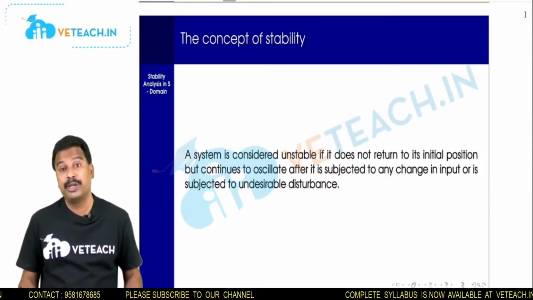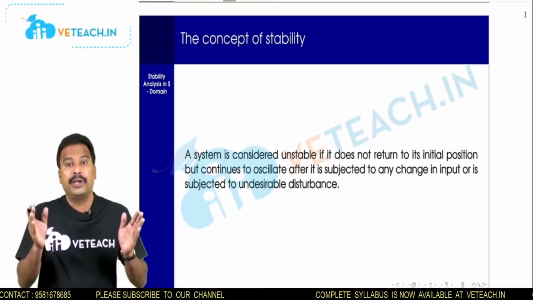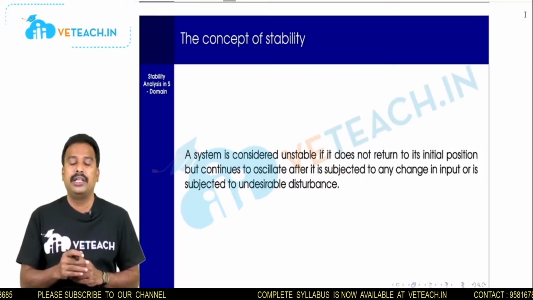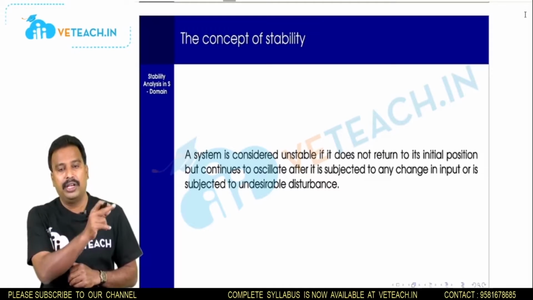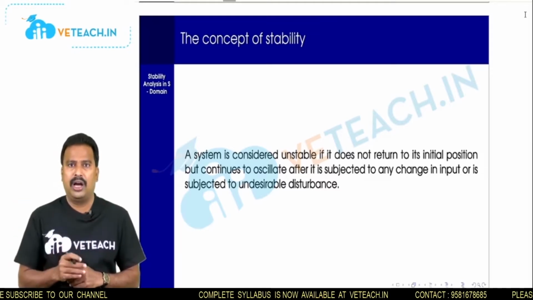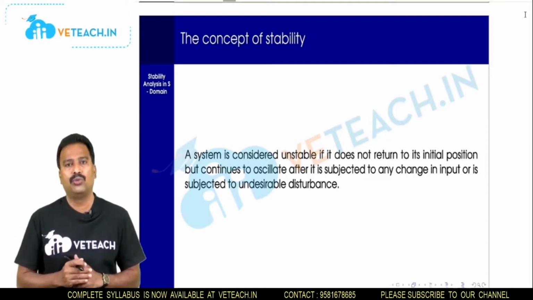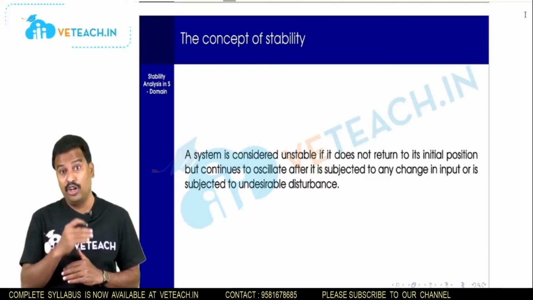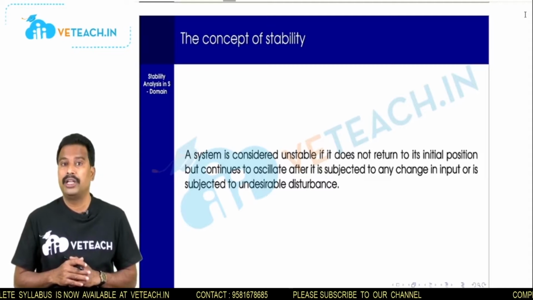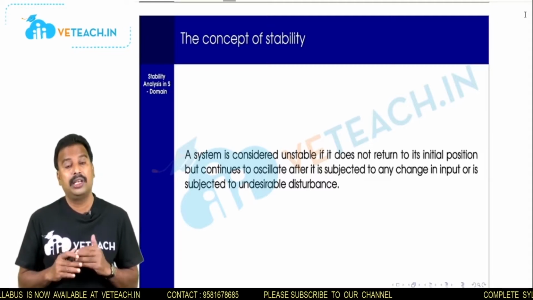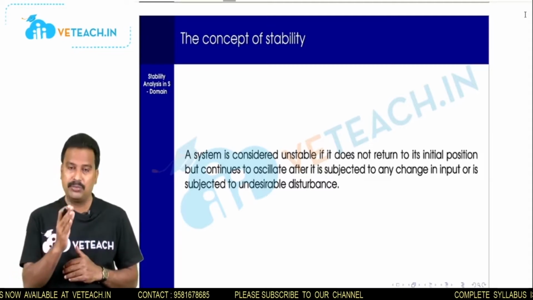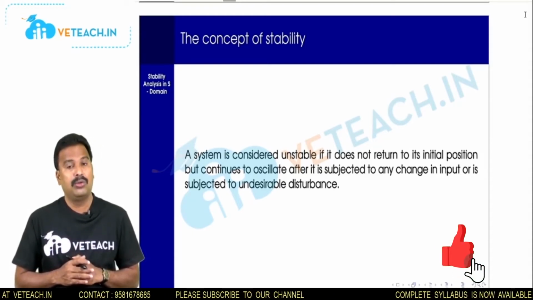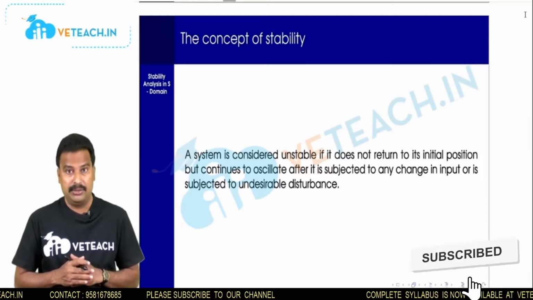So first we see what is meant by initial position. You take the pendulum in a wall clock. If you touch the pendulum, then the pendulum will oscillate between 2 points. After some time, the pendulum will come to its original position. If the pendulum does not come to its original position, then we can say that the system is in a state of instability. But if it comes to a state of rest, then we can say that the system is stable. So this is an example for stability.